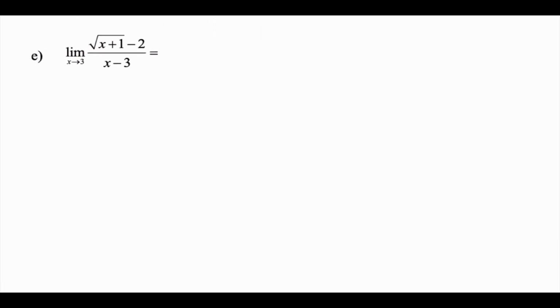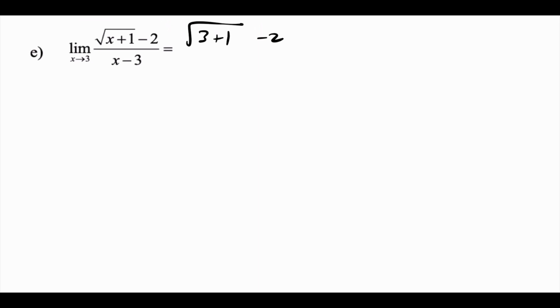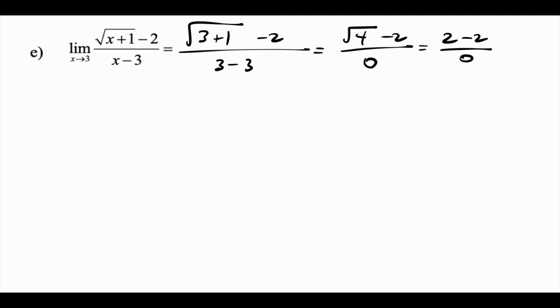Okay, so this guy here. What's different about this guy here than stuff we've seen in the past? It's got a square root. Okay? So E, let's go back to E. Well, that doesn't change what step 1 is. Step 1 is plug it in and see what we get. So if I plug in 3 everywhere I see an x, I get the square root of 4 minus 2 over 0. The square root of 4 is 2. 0 over 0, right? I got work left to be done.